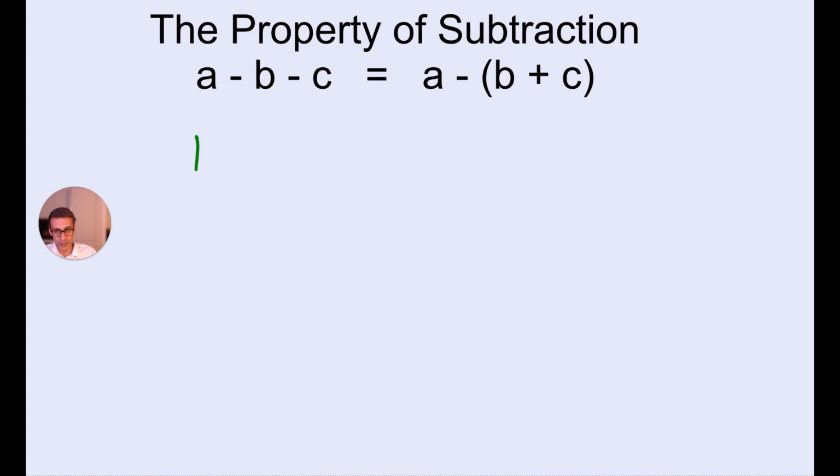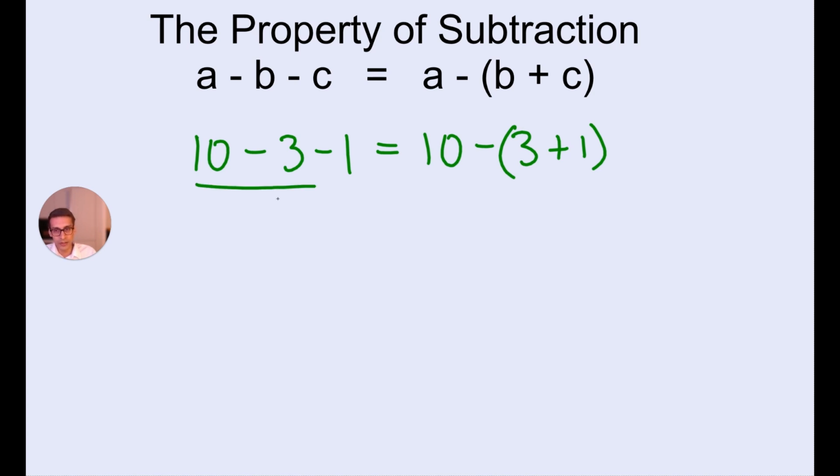So we can, for example, say 10 minus 3 minus 1 is the same as 10 minus 3 plus 1 in brackets. And either way we're going to get the same answer, so this will be 7 minus 1, which is 6, or this would be 10 minus 4, which is obviously also 6.